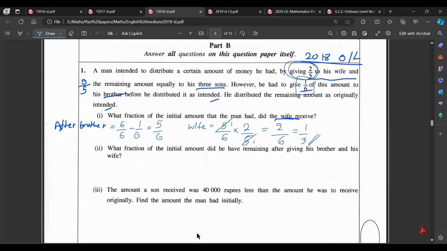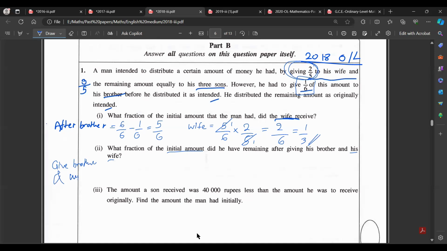Yes. Now the wife, what is the fraction the wife received? 2 out of 6. Now the wife received 2 out of 6. Okay, after that, what fraction of the initial amount did he have remaining after giving to the brother and his wife? What is the remaining fraction after brother and wife?